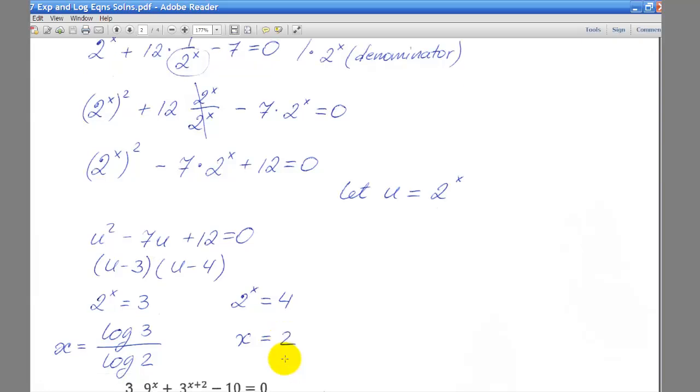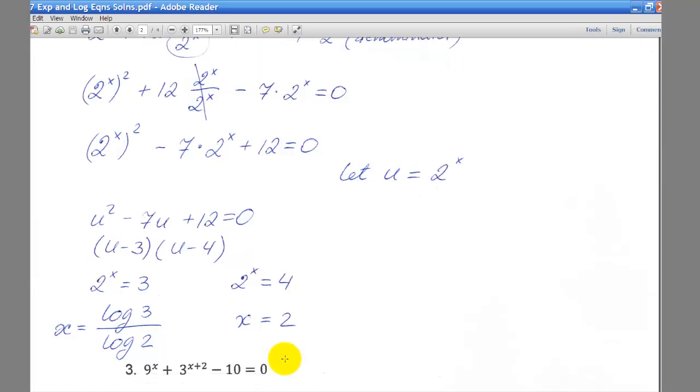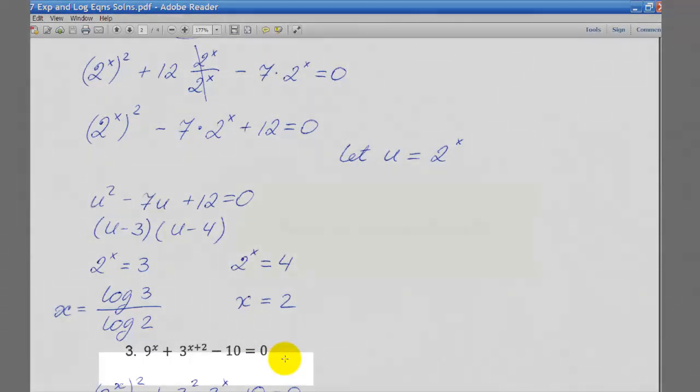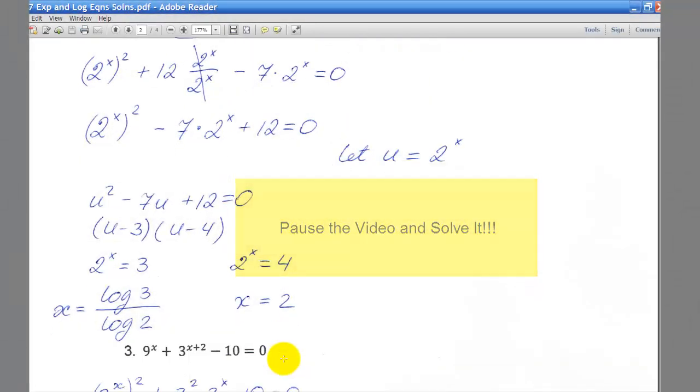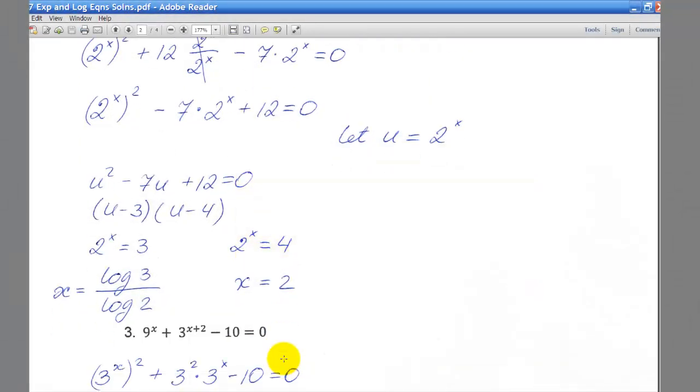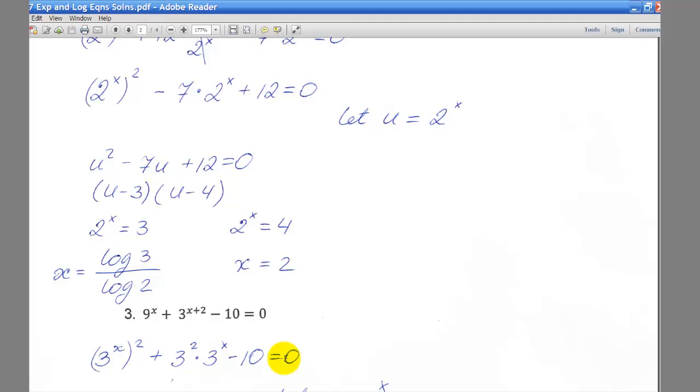Now you try. Look at the following equation. Pause the video and try to solve it. Okay, let's take it up and look at the solution.